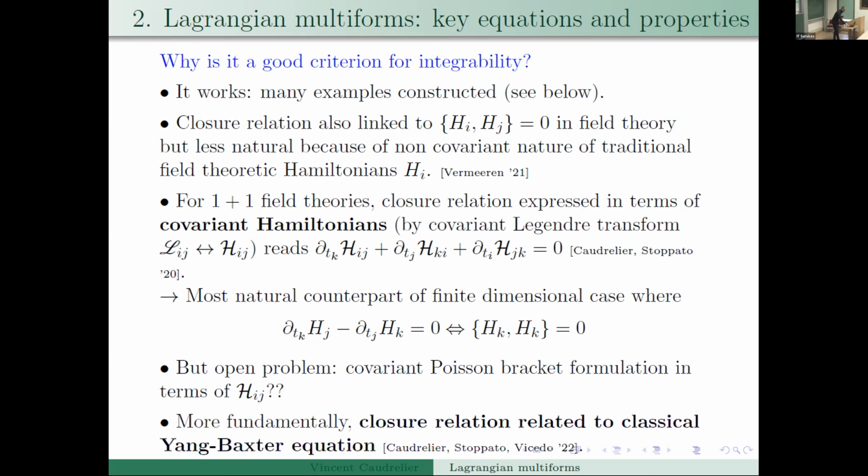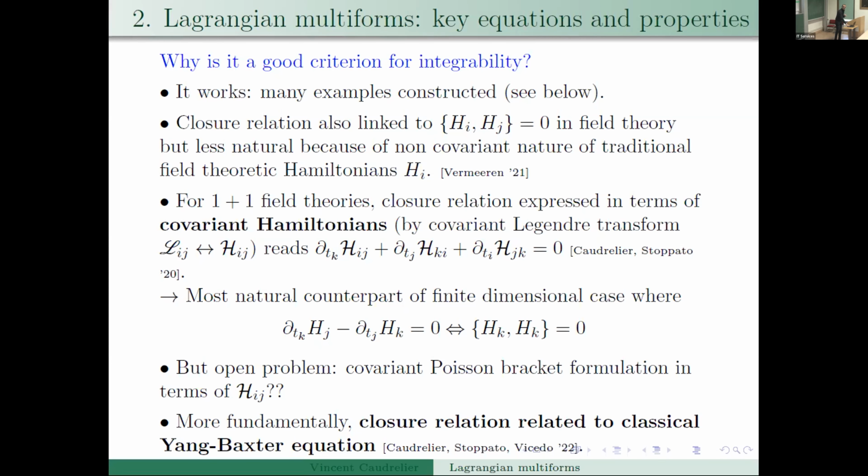So why is it a good criterion? Also, the latest result for me, which is more fundamental, is that the closure relation, which I hope I conveyed is the important criterion because it's the analog of Poisson commutativity, is related to the classical Yang-Baxter equation. The classical Yang-Baxter equation is the classical counterpart of the quantum Yang-Baxter equation, which I hope you've heard the name of in integrable systems, is very fundamental. So to me, that's a good signature.